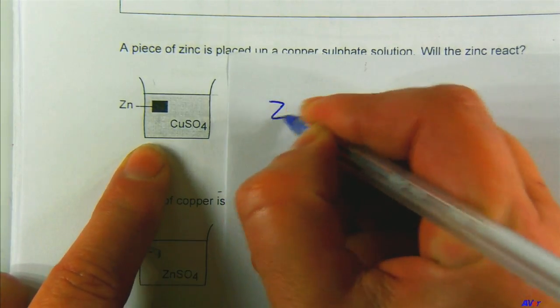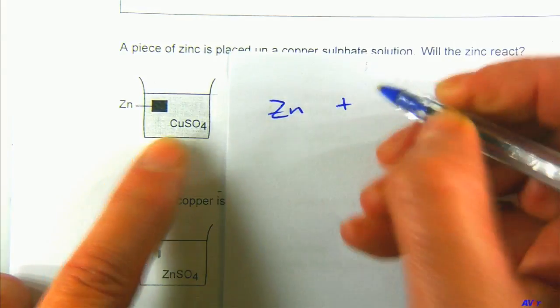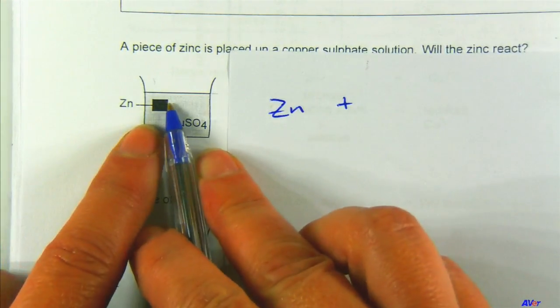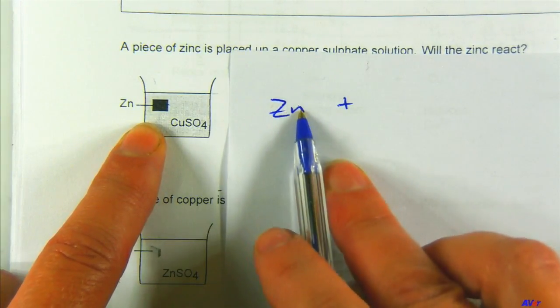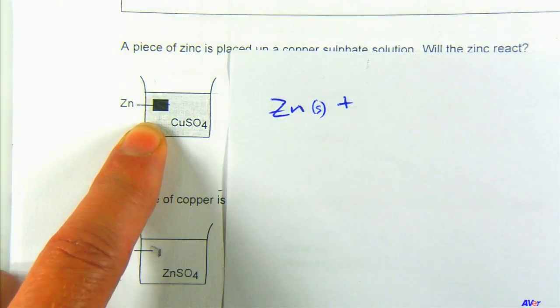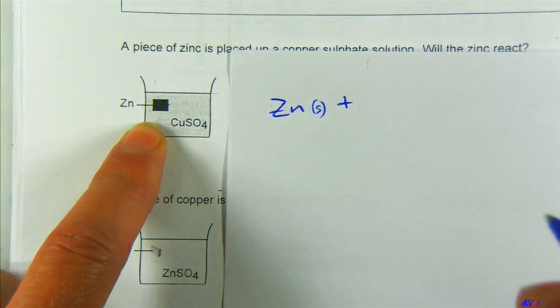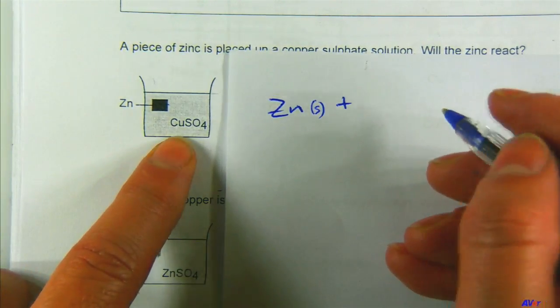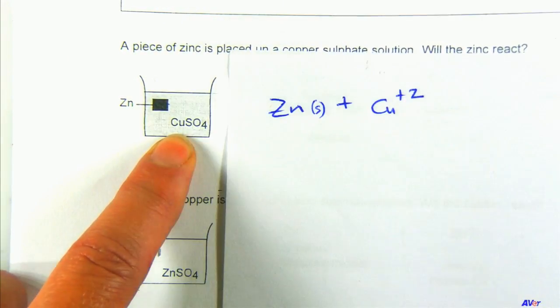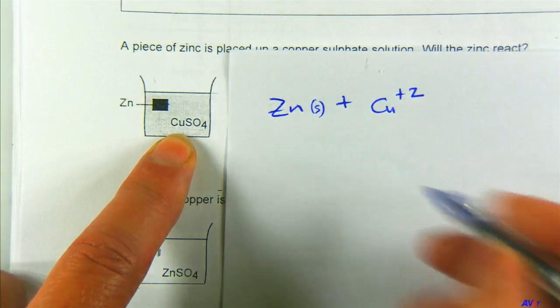Now, here we have zinc and we have copper. What is important about the zinc is a piece of metal, so it's got no charge, right? If it is a solid, I can tell you it's just the metal, it's got no charge. And I'm adding that to the copper. So the copper over there is actually a copper 2+. Can you see that? It's copper 2+.